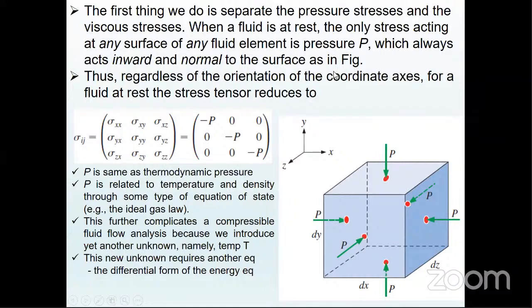This further complicates a compressible flow fluid analysis, because we introduce another term, the temperature. PV is equal to nRT. n is the constant, you can call it the number. V is the volume. R is the real gas constant. But the temperature is an unknown parameter. This new unknown requires another equation.